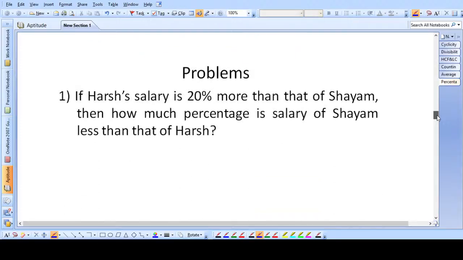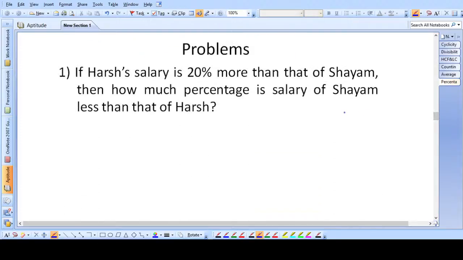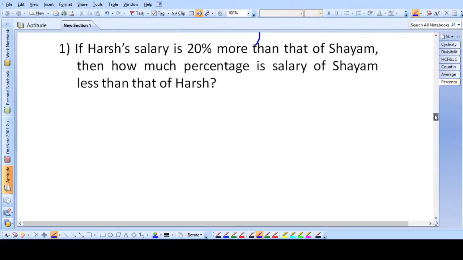Now from here, let's see some of the problems which are related to all the 7 concepts, or the formulas, which we have seen just above. Okay, now let's see the first problem. If Harsh's salary is 20% more than that of Shyam, then how much percentage is the salary of Shyam less than that of Harsh?